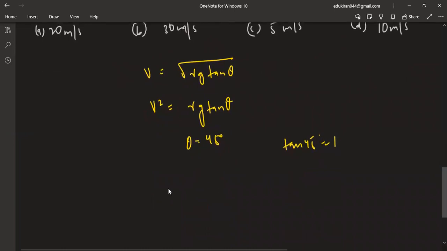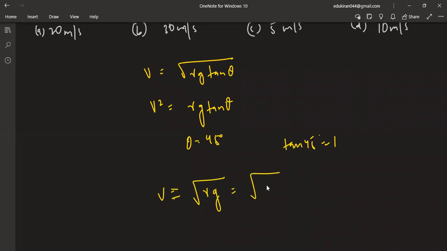Speed will be... Farhat, no, I think some error is there in your answer. Under root RG, that is 90 into 10. Under root 900, or you write it as 30 meter per second. So B option, not D.